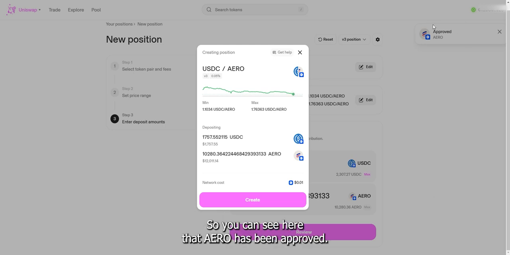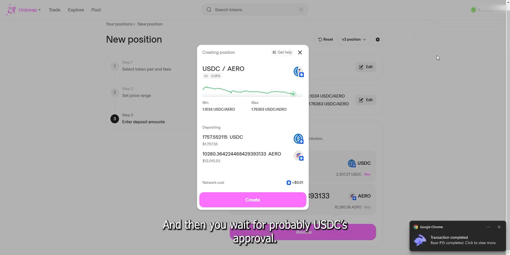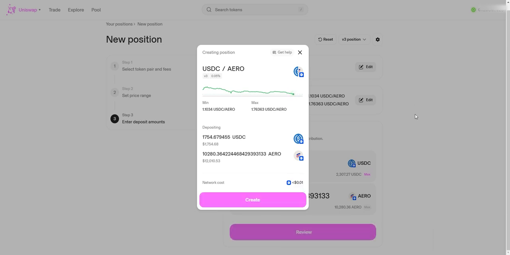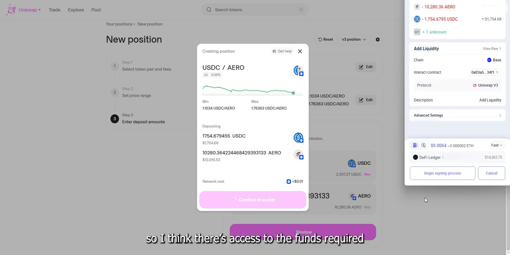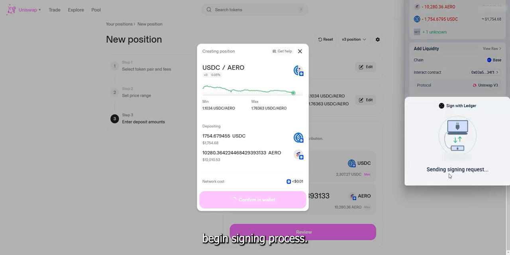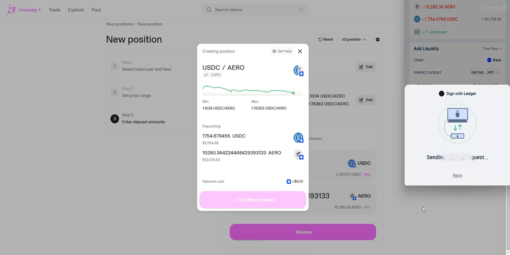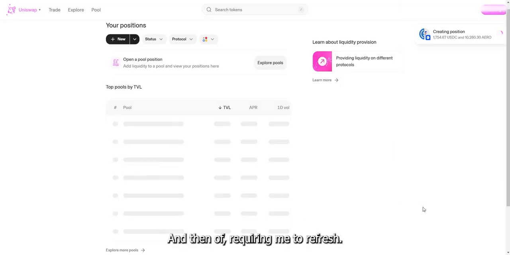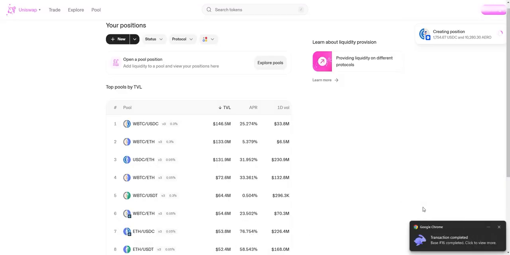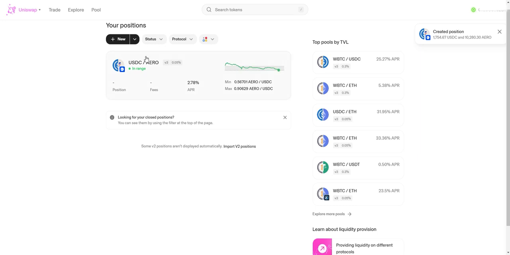Okay, so you can see here that AERO has been approved, and then you wait for the USDC approval. Yeah, so let's see. I'll allow access to the funds that are required. Begin the signing process. Sometimes the transactions would fail or the ratios would change, requiring you to refresh. That happens when the prices are really volatile.